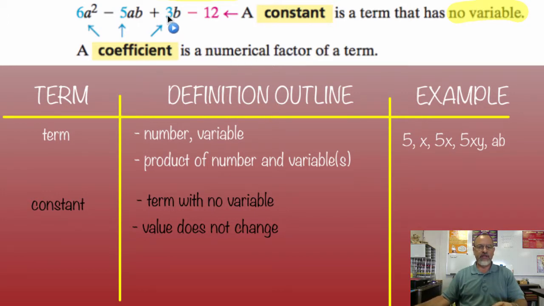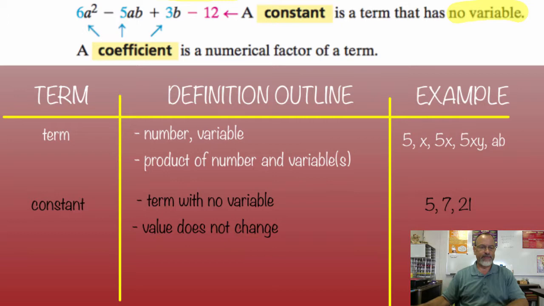In this expression, we have 3 times b, and b can be anything. So this term can change, because if b is 1, then that's a 3. If b is 7, now that's a 21. So it can change. A constant never changes, and the only way something will never change is if there's no variable attached to it. So a constant is going to be a number.